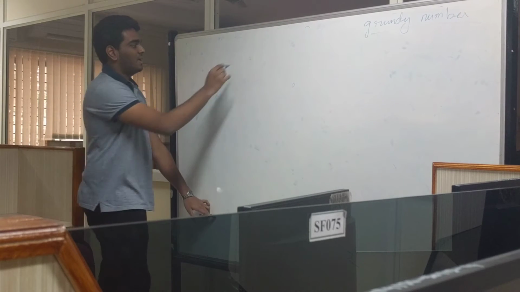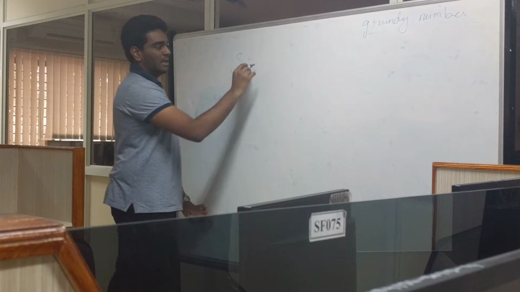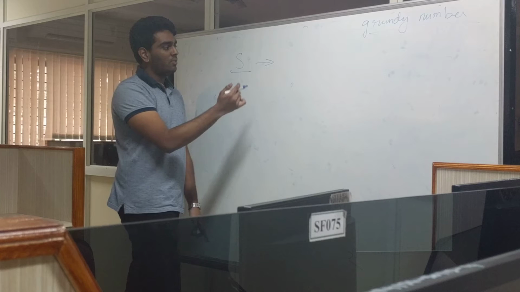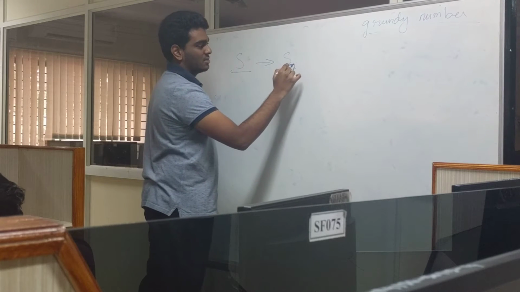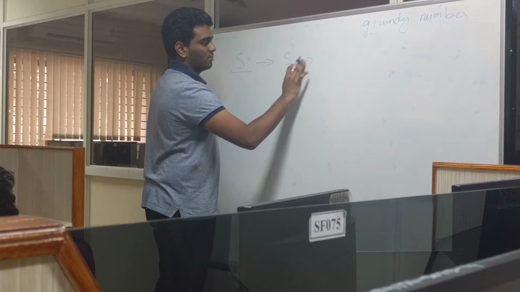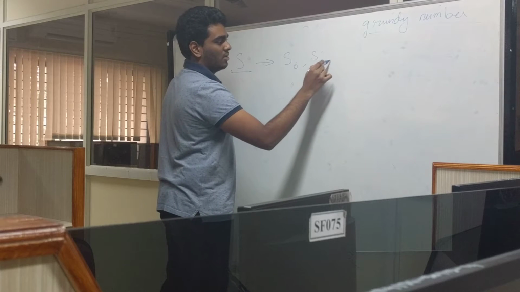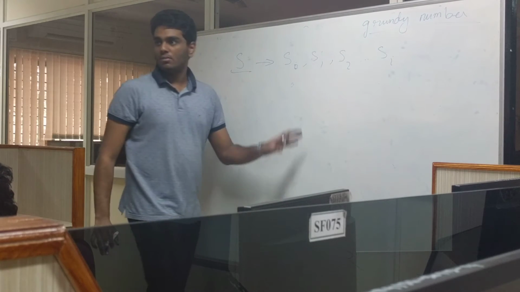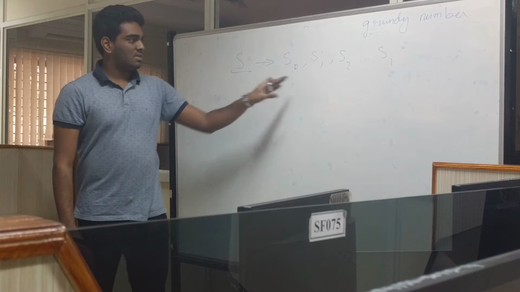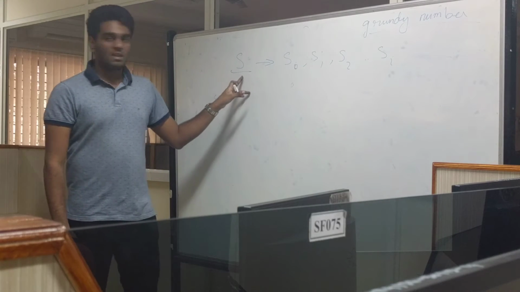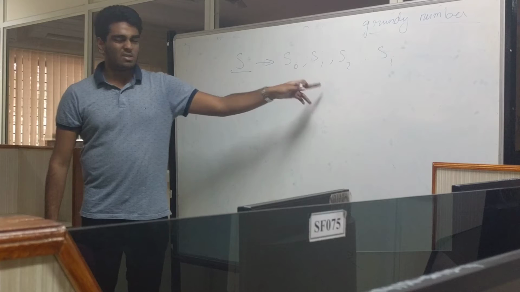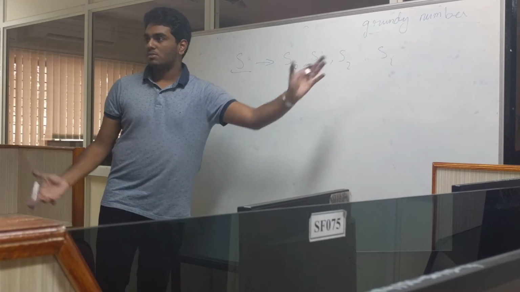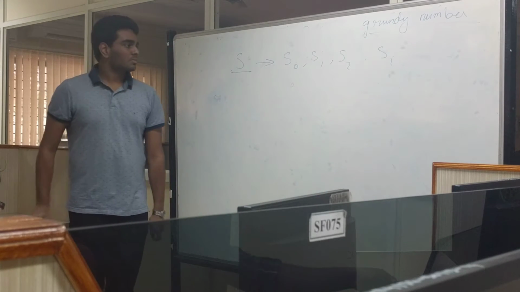So let's say I have a state S. S can, by some move, go to S0, S1, S2, Si. These are valid states of moves from state S. I can go to S0, S1, S2. It doesn't have to be in sequence. Some states you can go to.